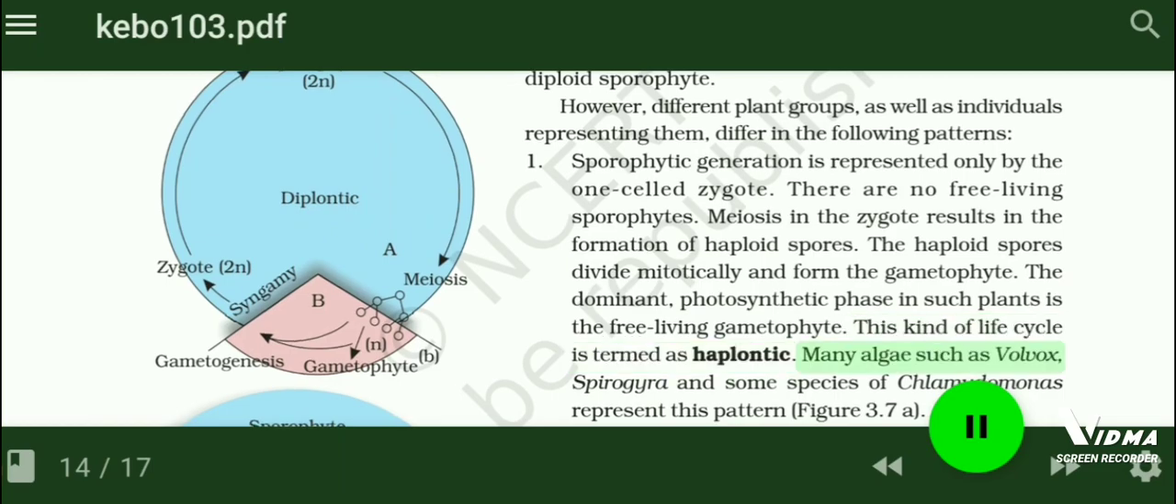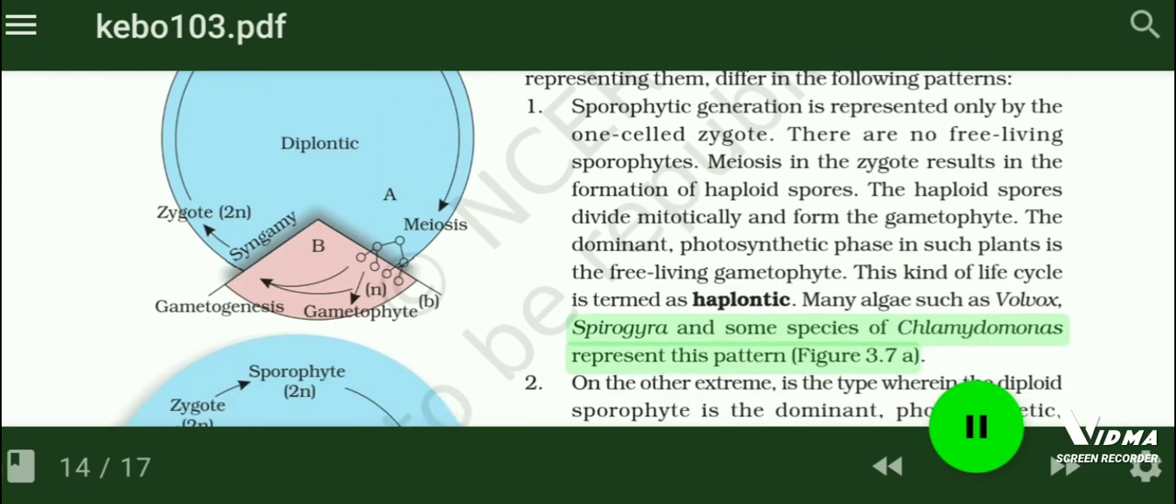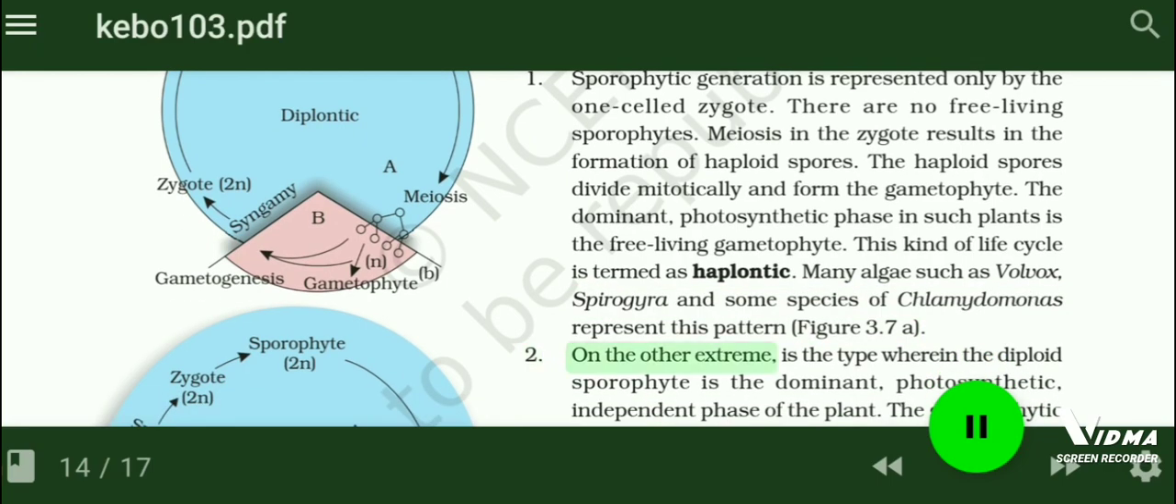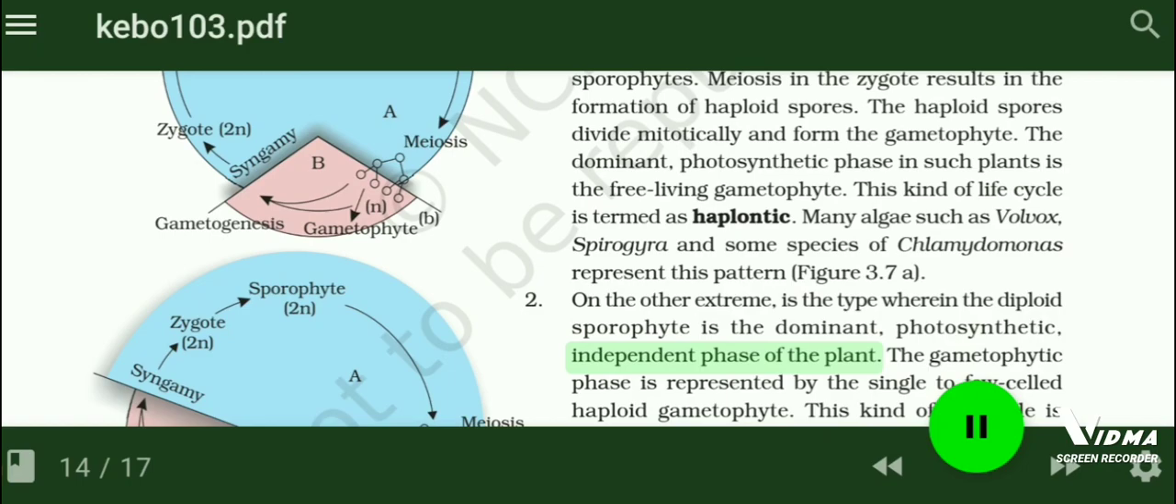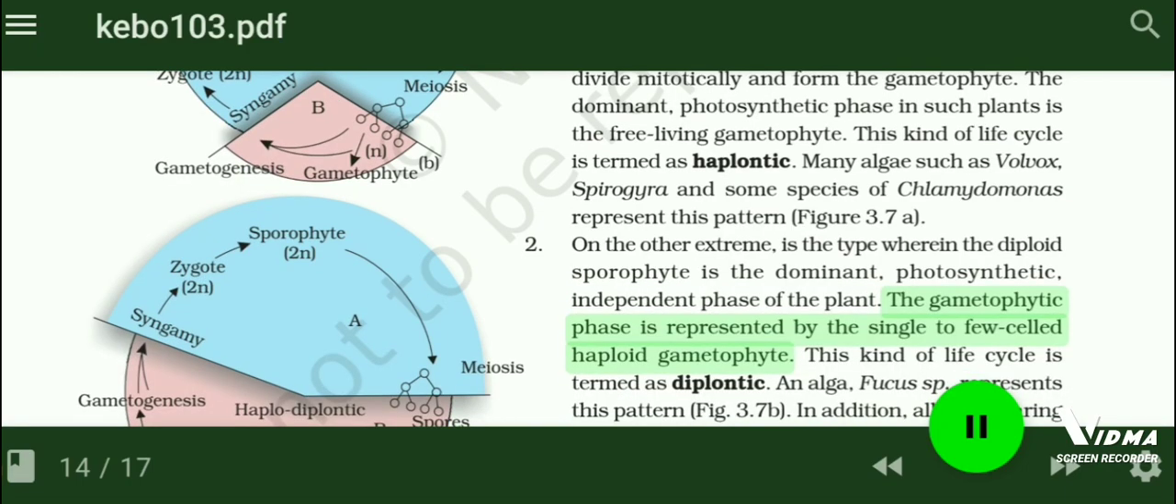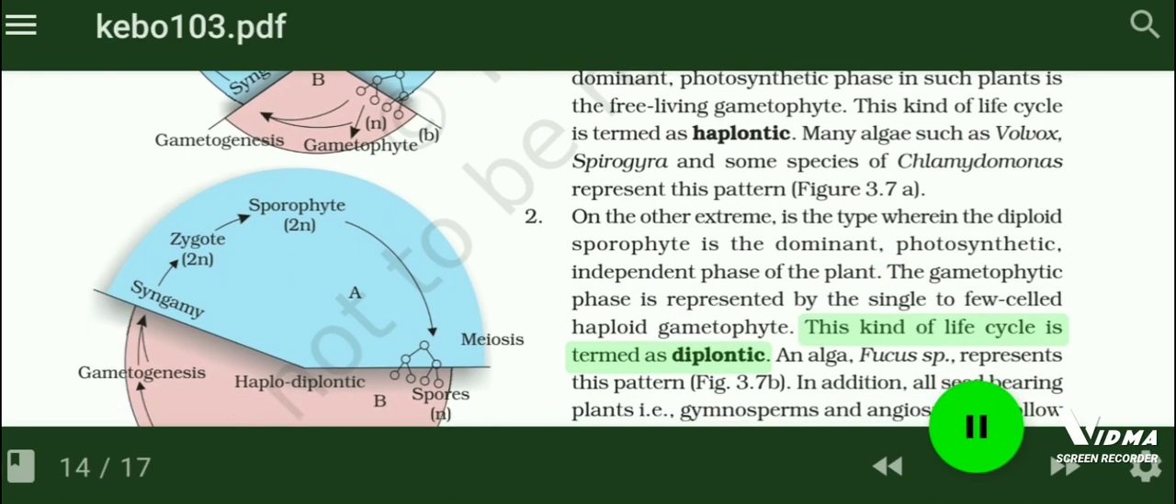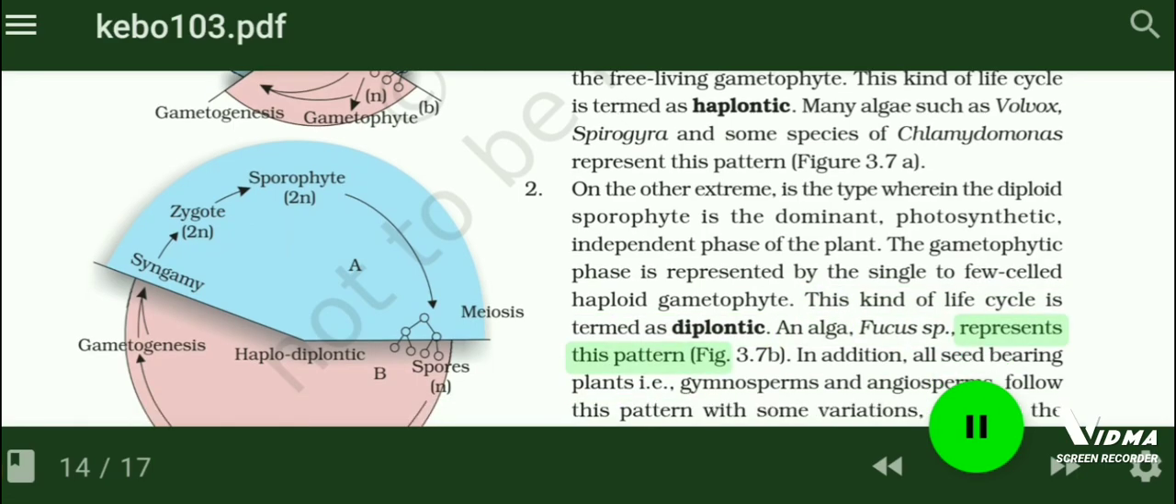1. Sporophytic generation is represented only by the one-celled zygote. There are no free-living sporophytes. Meiosis in the zygote results in the formation of haploid spores. The haploid spores divide mitotically and form the gametophyte. The dominant, photosynthetic phase in such plants is the free-living gametophyte. This kind of life cycle is termed as haplontic. Many algae such as Volvox, Spirogyra and some species of Chlamydomonas represent this pattern, figure 3.7a.